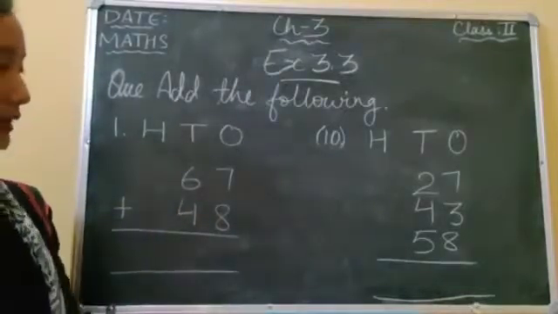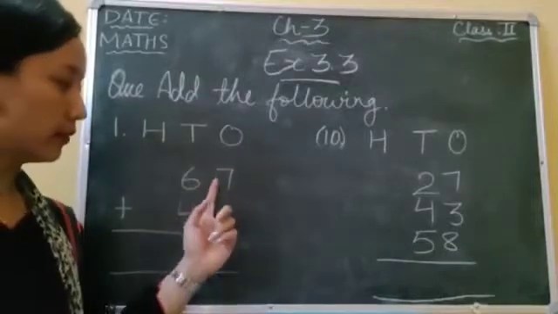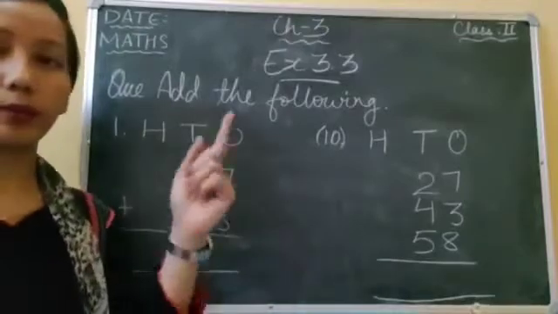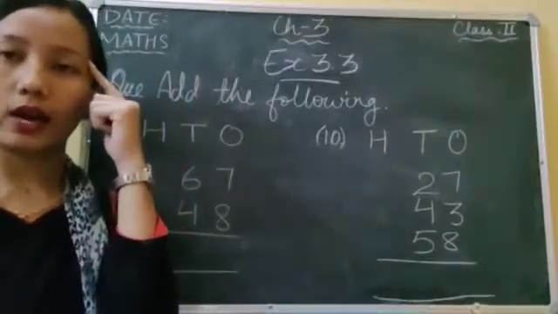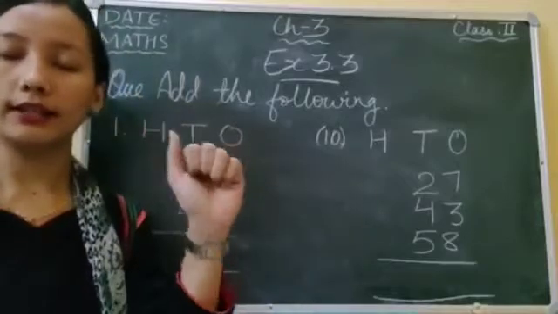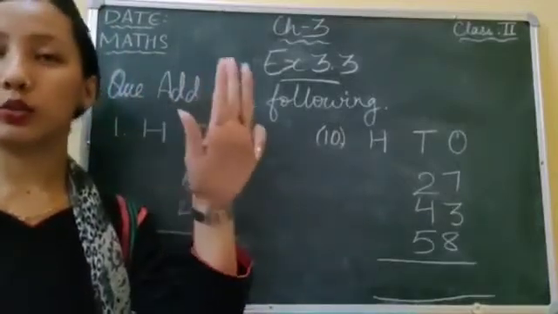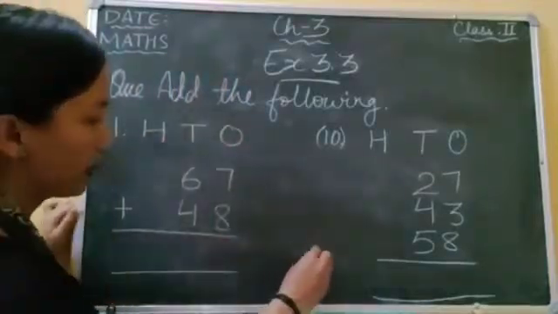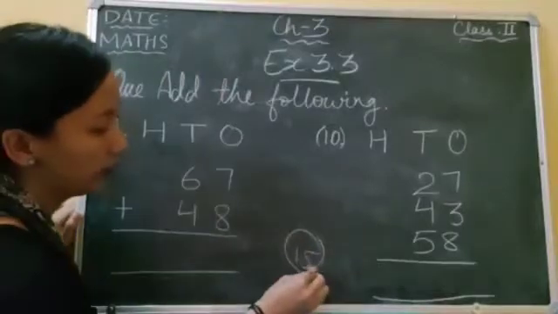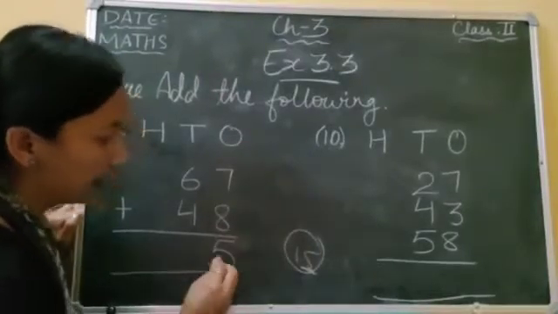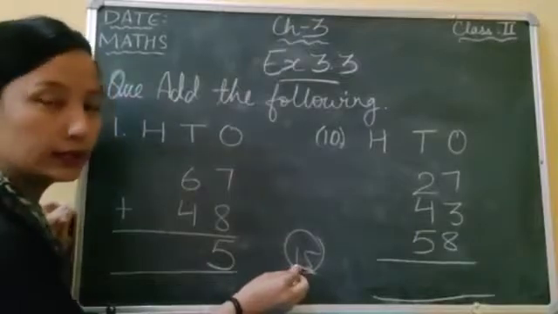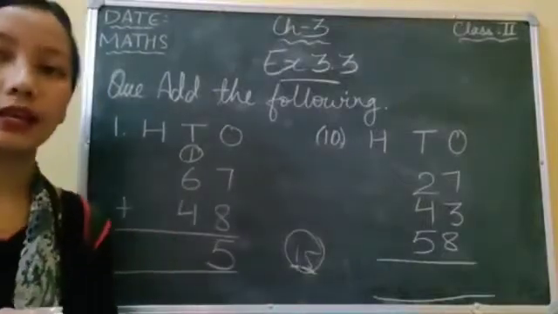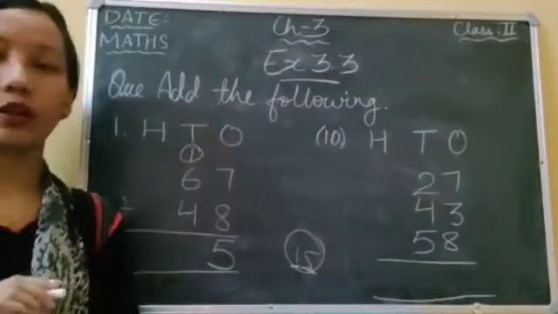Okay, so let's add the ones column. 7 plus 8. 8 is bigger than 7. So keep the number 8 in your head and count to 7. 8, 9, 10, 11, 12, 13, 14, 15. 15. So write 5 under the ones place and carry 1 ten to the tens column. Here 1. Okay. Now let's add the tens column.